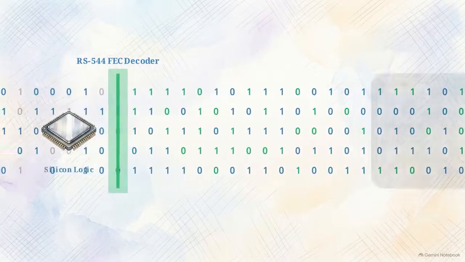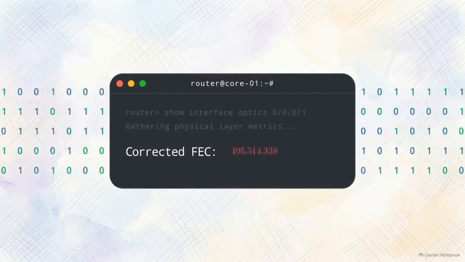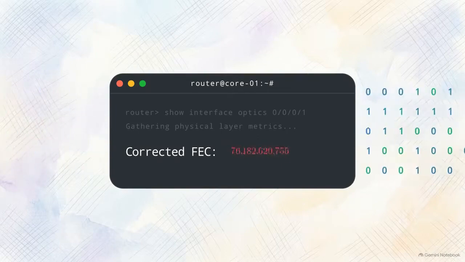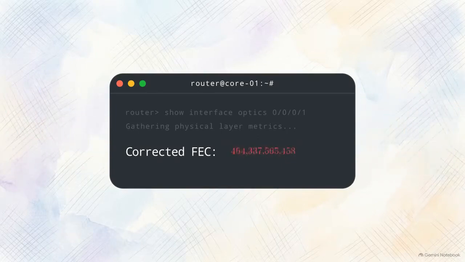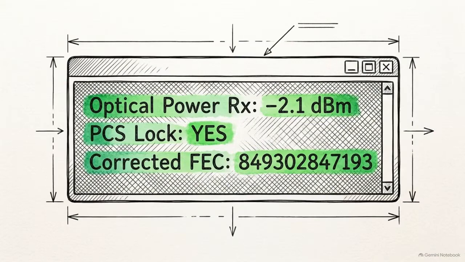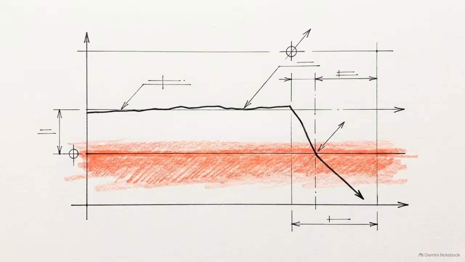Inside the router CLI, the corrected FEC counter will begin to spin up rapidly as the silicon works to heal the incoming stream. Because the FEC is successfully reconstructing the data, the router maintains its PCS lock and continues to report healthy optical power levels. This stability continues until the DWDM OSNR drops below the 26 decibel threshold.